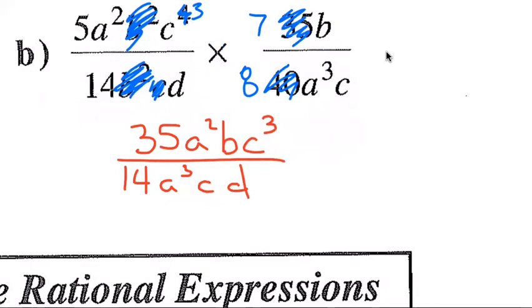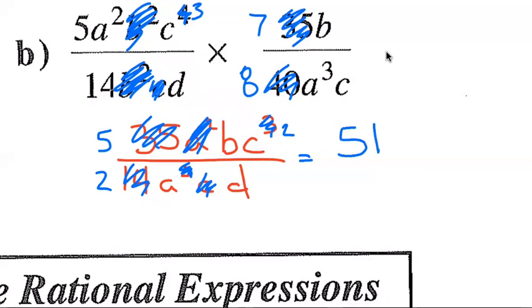You can see that my 35 and 14 are both going to divide by 7. That's going to give me 2 and a 5. A squared, A cubed. This is going to disappear. This is going to change to a 1. No B's to reduce. C cubed, C. This is going to disappear. This is going to change to a 2. That's just by using my exponent laws. So this is going to be 5bc squared all over 2.